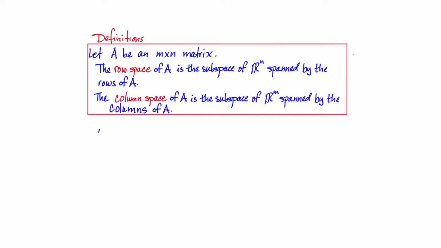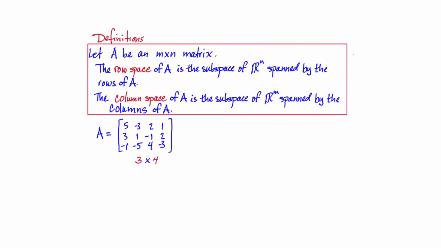Let's take a look at an example. So suppose we have this matrix A. The first row is 5, -3, 2, 1. The second row is 3, 1, -1, 2. And the third row is -1, -5, 4, -3. So this is a 3 by 4 matrix.